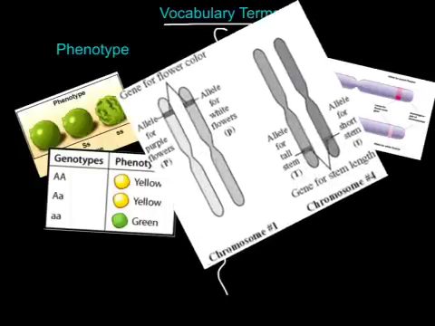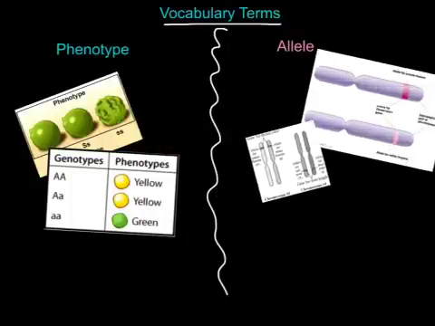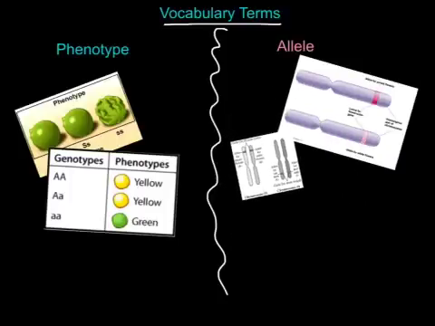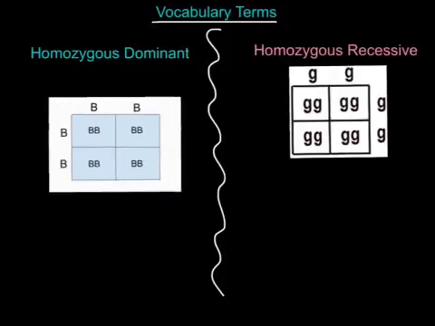Now, an allele is different forms of the same gene. The gene for eye color has an allele for blue eye color and an allele for brown eye color. Now, alleles are dominant or recessive. They can be each. Now, homozygous dominant carries two copies of the same dominant allele.